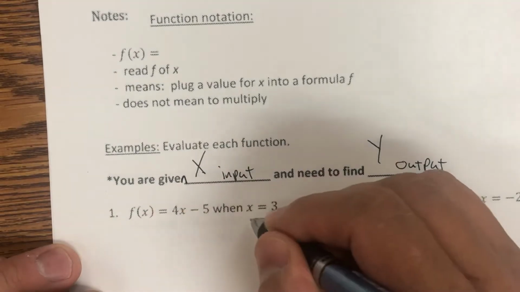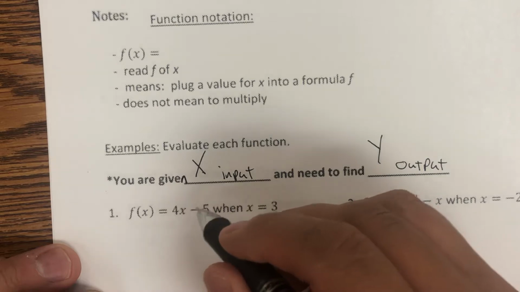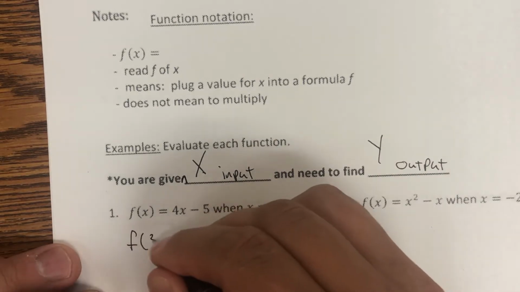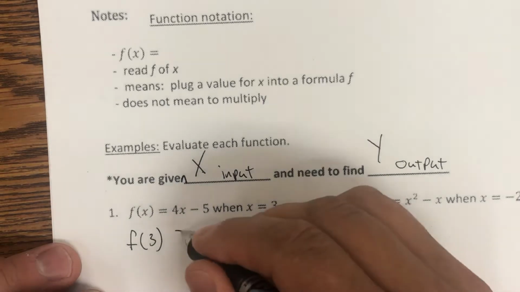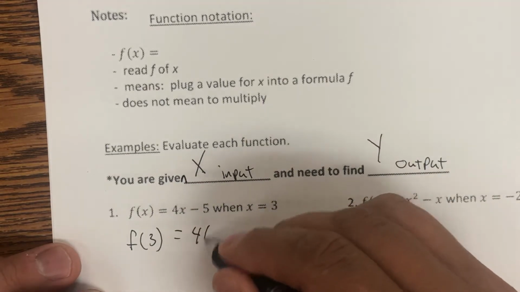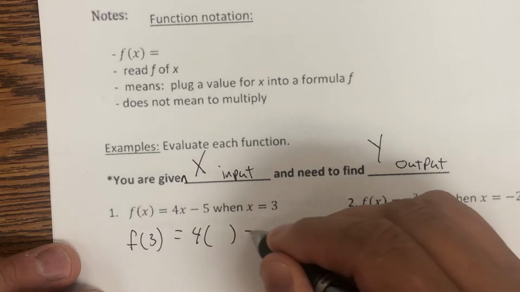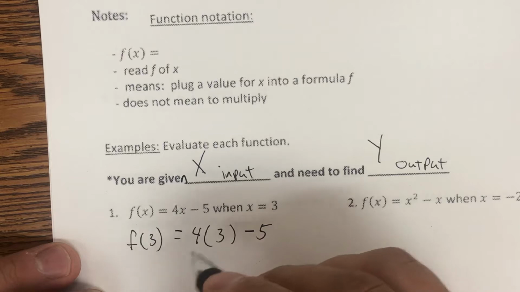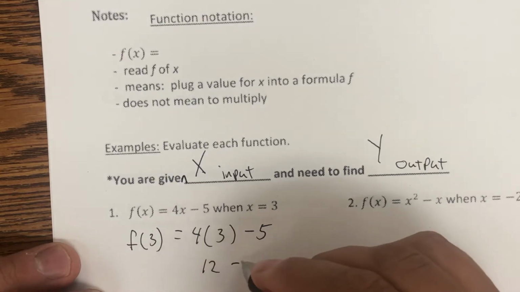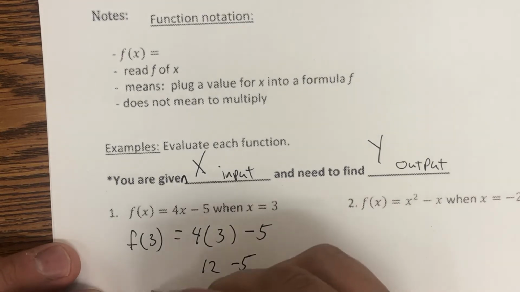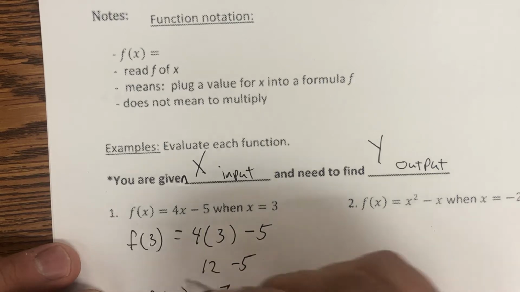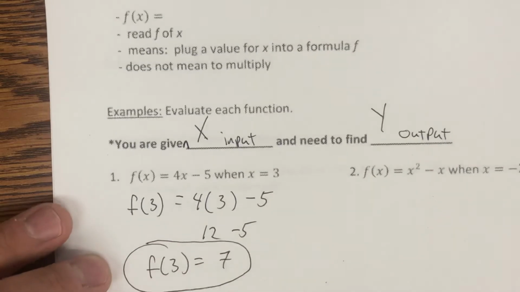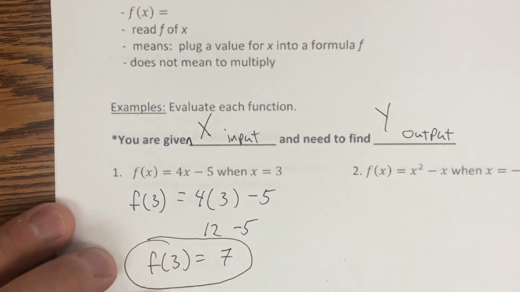We are supposed to find the function of x when it's 4x minus 5 and x is equal to 3. So we're going to say f of 3. That's going in for x, and that's equal to 4 times x in parentheses minus 5. Put 3 in for x. Follow the order of operations. 4 times 3 is 12, minus 5 is 7. So the function of 3 is equal to 7. We just had to simplify. Function of 3 equals 7.